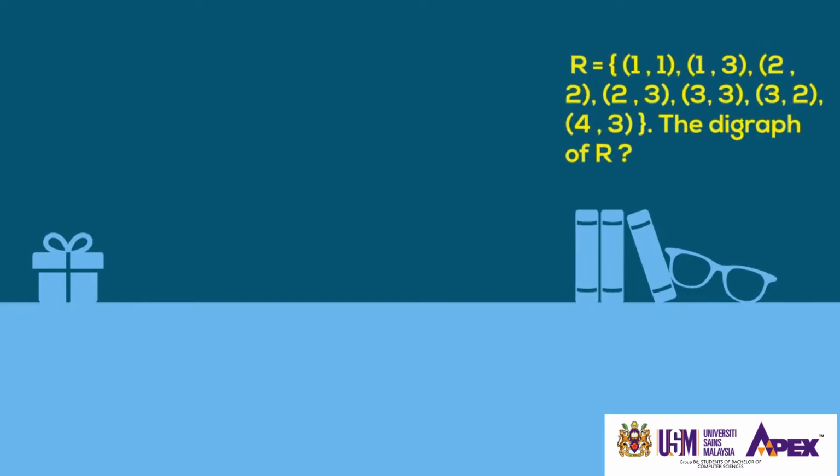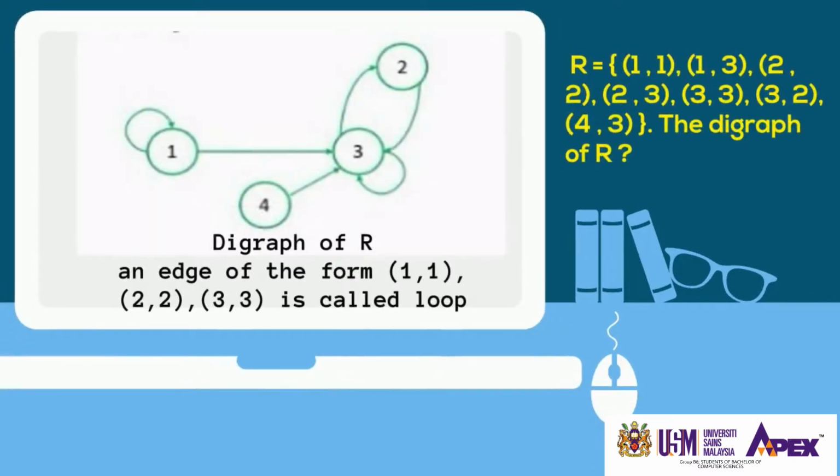Example for digraph. The elements of R are represented using a directed graph. The arrow is used to display the graph. For example, 1 points to 3, so the element of R is (1, 3).